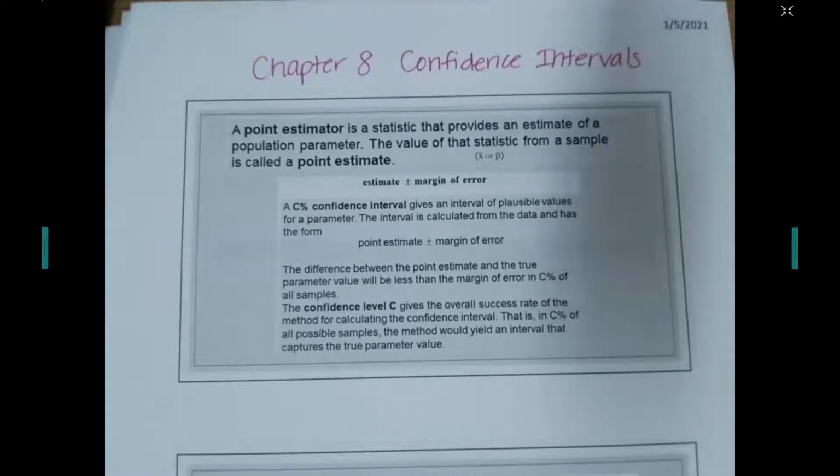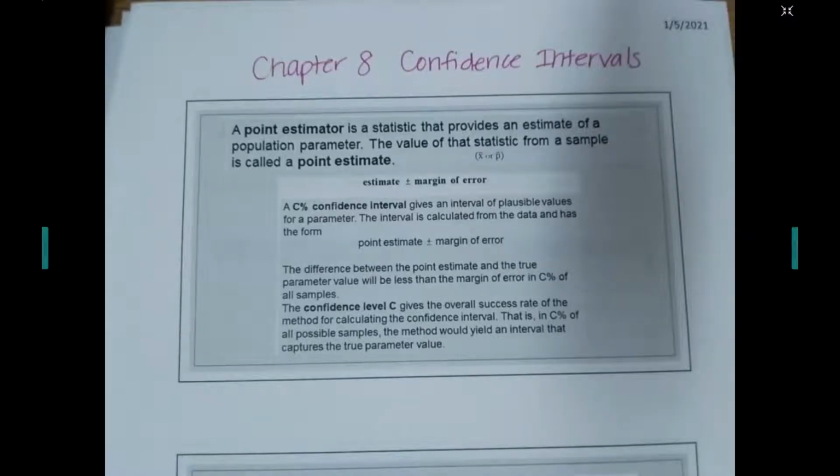And the first definition is called the point estimator. And that's a statistic that provides an estimate of the population parameter. And we've been doing this so far. In Chapter 7, we talked about, even back to Chapter 4, when we take samples and we find that X-bar or that p-hat from that sample, that would be my point estimator. That's what I'm using to try to estimate what's going on with the true parameter, mu or p.